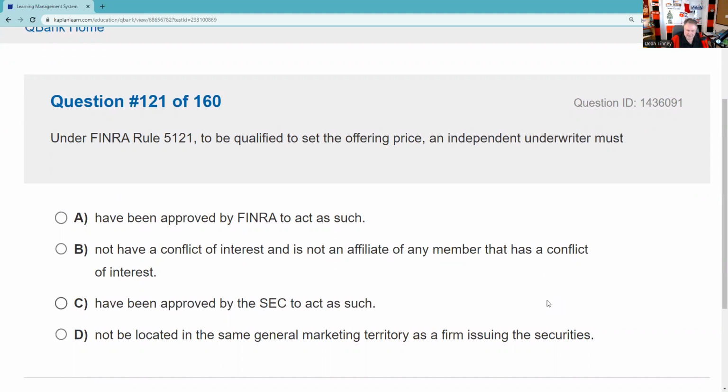So that alone is a test question. They don't have a conflict of interest. So the answer here is B. And then for a follow-on, you don't have to have an independent qualified underwriter because there's already a price there. So that is certainly testable.